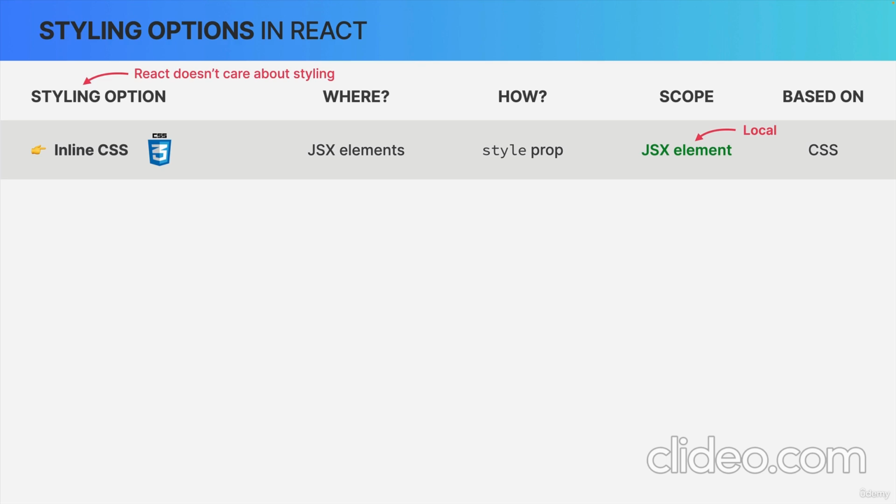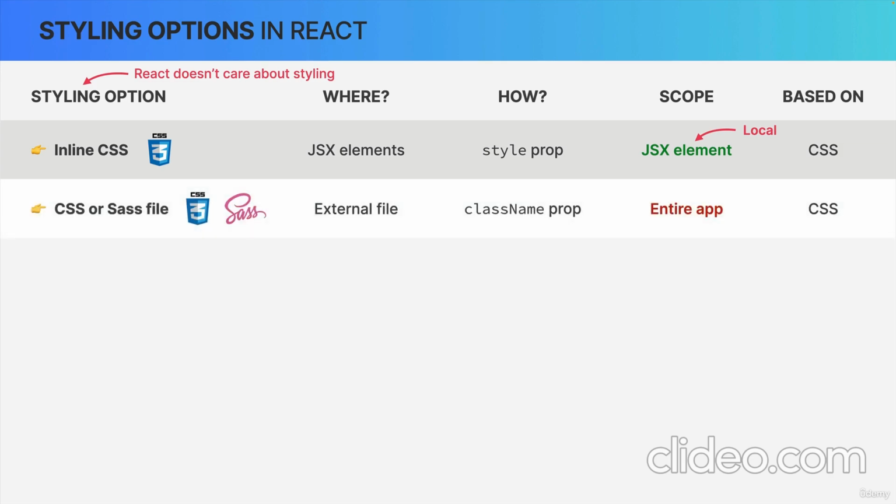Now, we have also multiple times included an external CSS file and then simply applied the CSS classes using the className prop. And the same would actually also have worked for a Sass file. Now, in this case, our styles are actually global, which means that every single JSX element in the entire application could use any of these classes in the external CSS file. And this can create huge problems, especially in big projects.